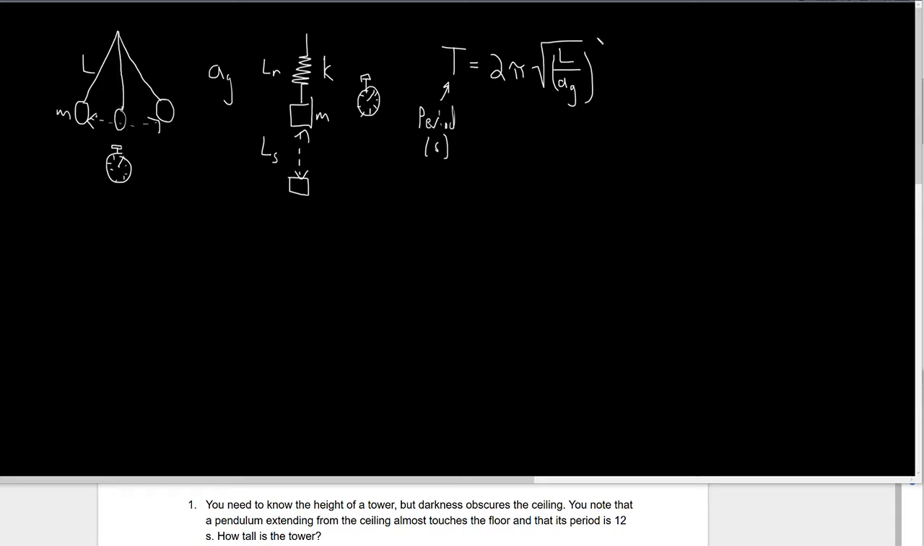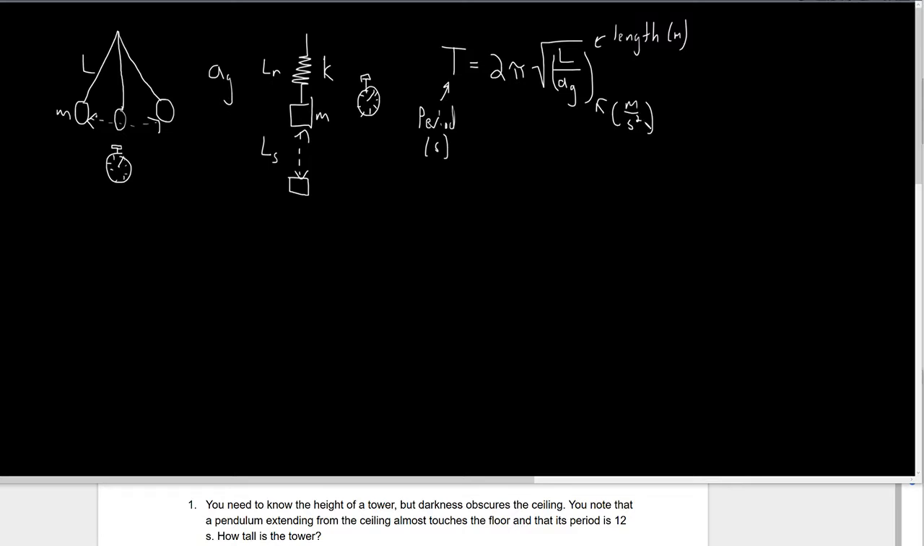So L is length, and that'll be in meters. And acceleration due to gravity is in meters per second squared. If we're on Earth, it's just 9.81.